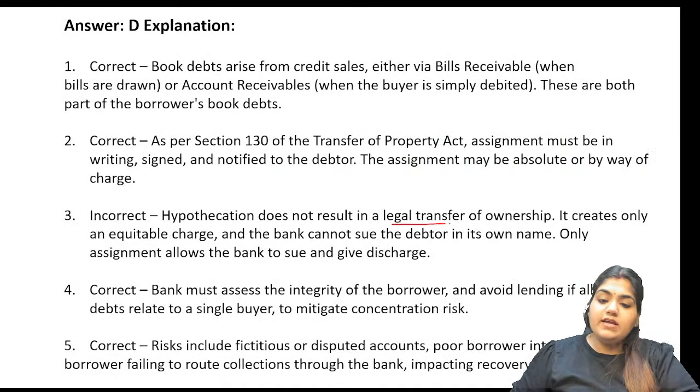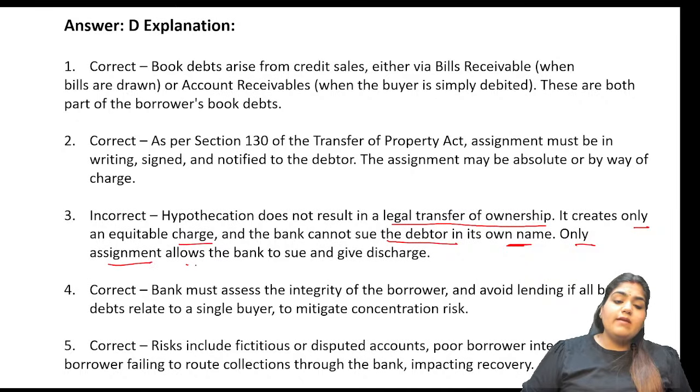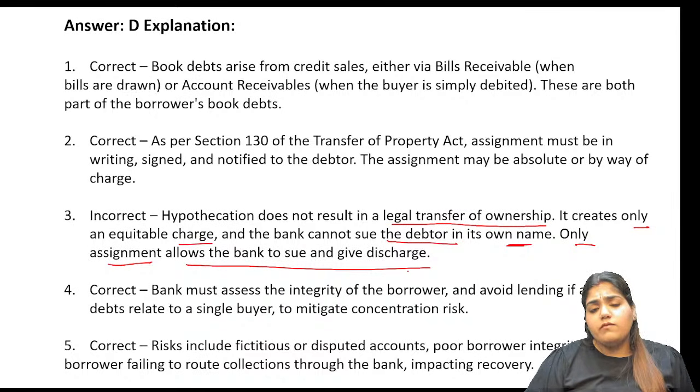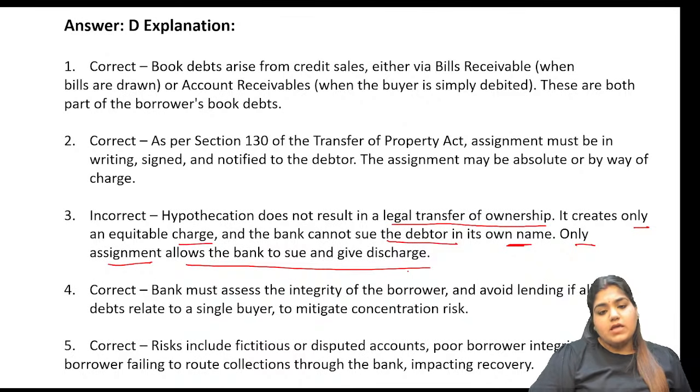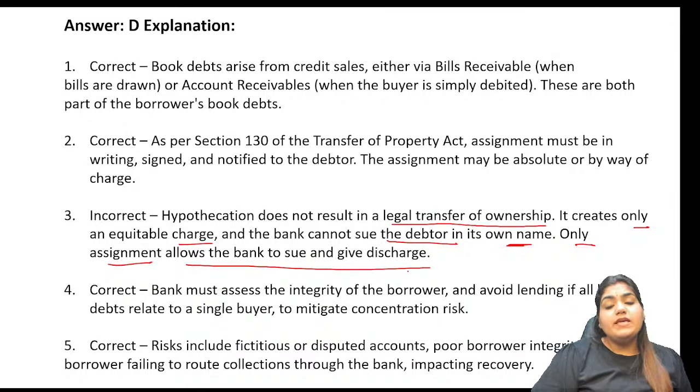Hypothecation does not result in legal transfer of ownership. It creates an equitable charge. The bank cannot sue the debtor in its own name. Only assignment allows the bank to sue and give discharge. I bought a car, I took a loan from the bank, and that car got stolen. Can the bank sue the person who stole it? No, it is me. Hypothecation means the ownership is with me. The property is with me. The bank has a charge over it.